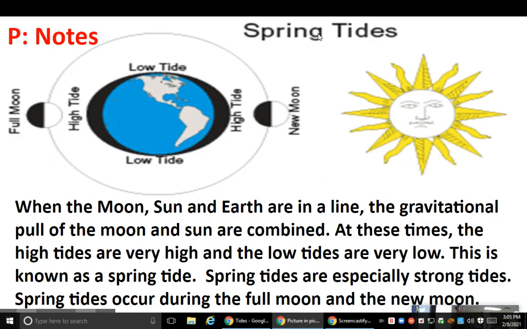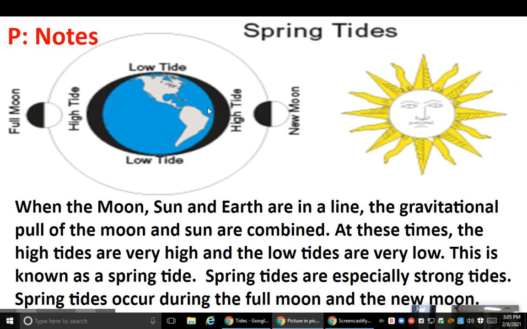Let's read about spring tides. So, when the moon, the sun, and the earth are in a straight line, the gravitational pull of the moon and the sun are combined. At these times, the high tides are very high and the low tides are very low. This is known as a spring tide.